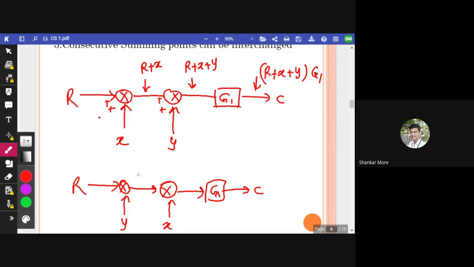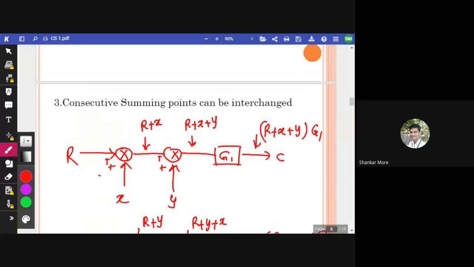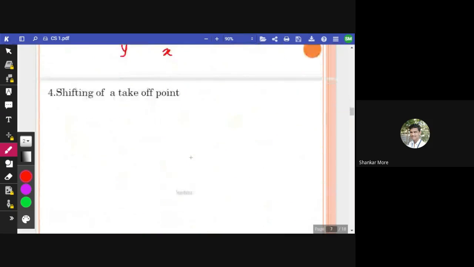In this case also, signal here will be R plus Y, and then R plus Y plus X, and at output we again have R plus Y plus X into G1. So it doesn't change the meaning of our system. So what is the third thing we have to remember? We can interchange consecutive summing points. All right. Next we have shifting a takeoff point.